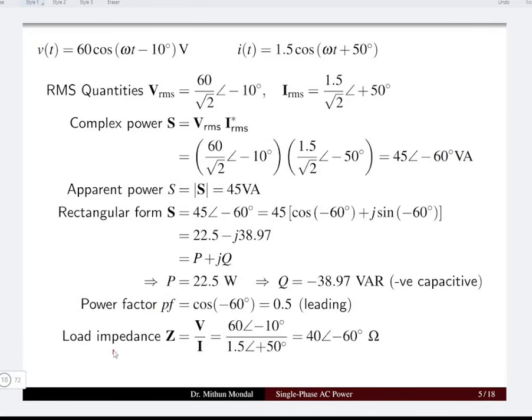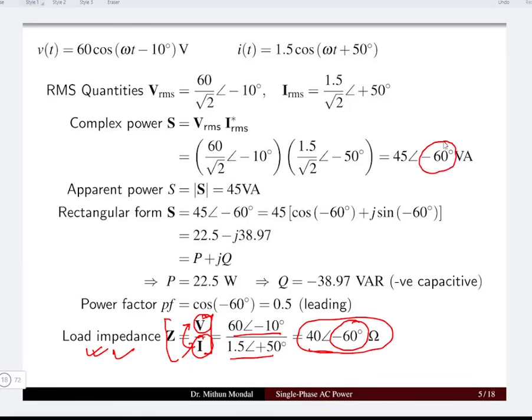Finally, the load impedance can be determined from Ohm's law, the ratio of the voltage by current, and these two are in RMS phasor quantity. We can put the values of voltage and current, and we'll get the load impedance. You can note here that the angle of the load impedance is minus 60 degree, which is the angle between voltage and current. The same angle you can get from the complex power also.